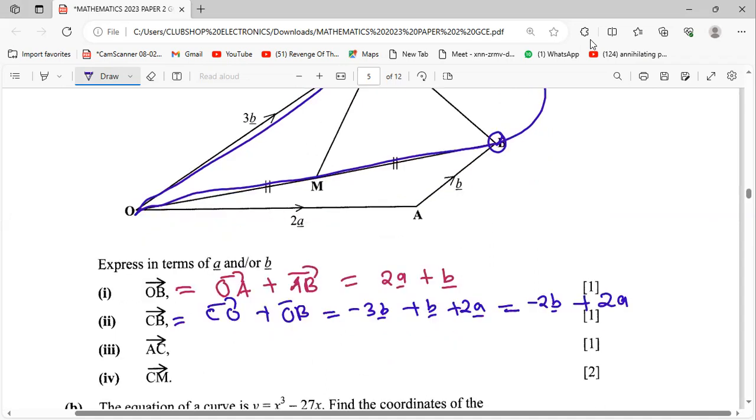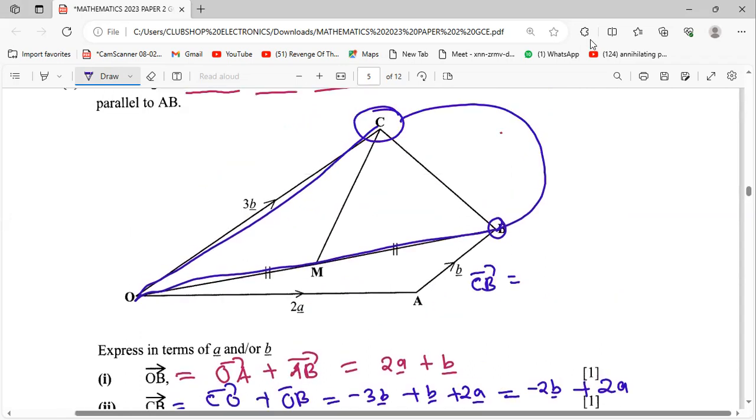Or CB, you can find CB by saying move from C to O, plus O to A, plus A to B to get that answer. You can try that and see what you'll get.